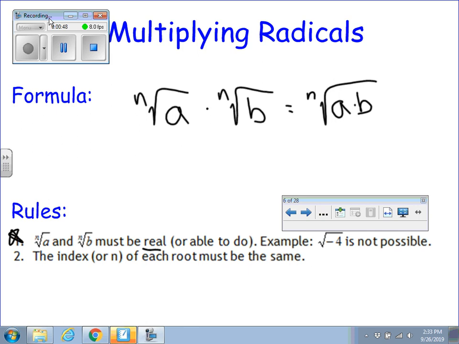For instance, the square root of -4 is not possible. It's not going to have a real root. So right now we can't do them. And the other rule is that the index, or the n, of each root must be the same.